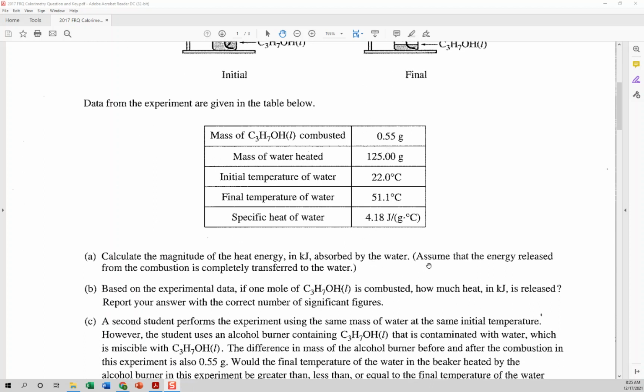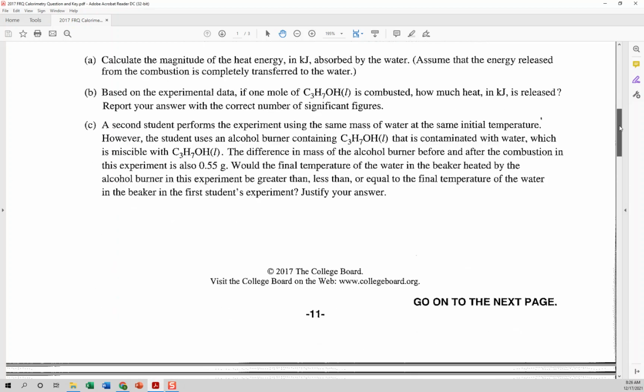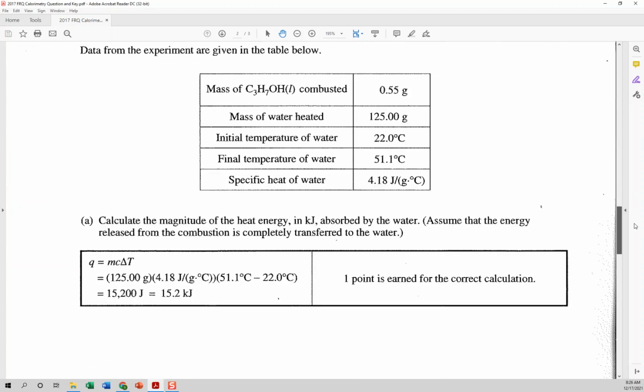This is just a Q equals MCΔT. But we have to understand that when we solve this, right, so what's going to be delta T? It's going to be 51.1 minus 22.0, okay? But when we solve for this, it's going to be in joules because the heat capacity given to us was joules per gram degree Celsius. So we're going to do this times the delta T times that, and then what we have to do is divide by 1,000, okay? So let's go to the scoring guide and see how AP graded it, okay?